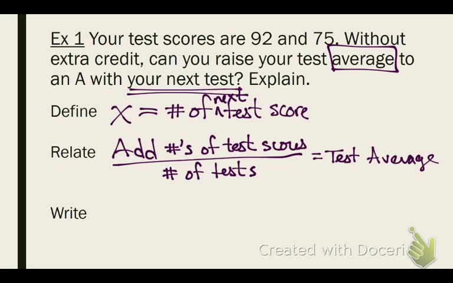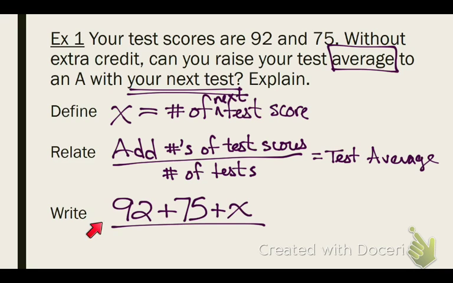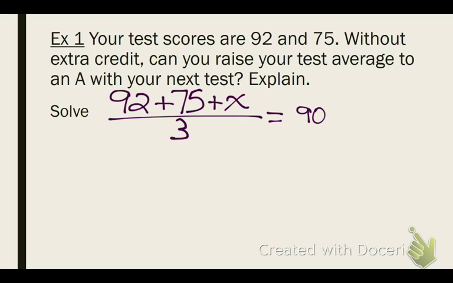So relating is putting it into words. So adding the test scores, and then divide by however many tests we have, and right now we have 3. And that's going to equal the test average, and we're wanting an A. Here at Redbud, you get an A to have a 90. So we're going to put a 90 there. So we're ready to solve. Anytime we solve, we're trying to undo what we see. So multiply both sides by 3.